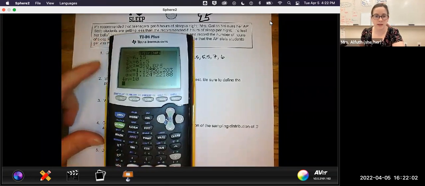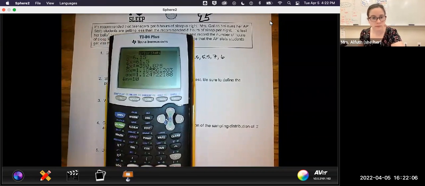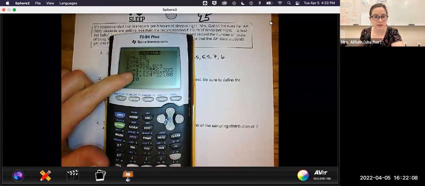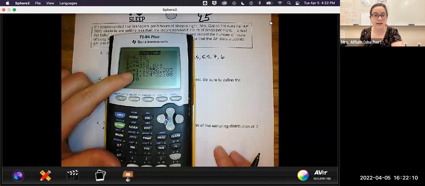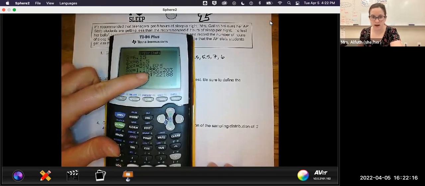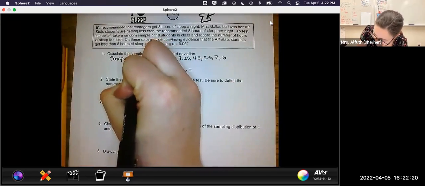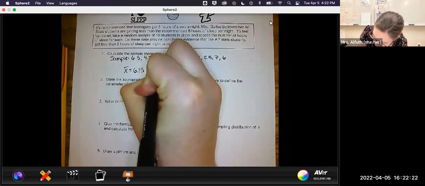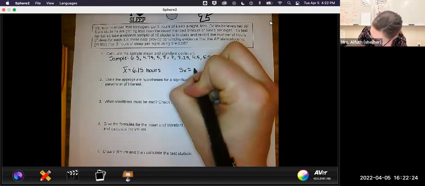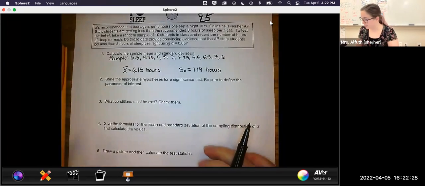Coming down to Calculate here, I get a mean of 6.15, and a standard deviation, a standard error rather, because this isn't a population, of 1.185 or 1.19. So my mean is 6.15 hours and my standard deviation is 1.19 hours, or my standard error.